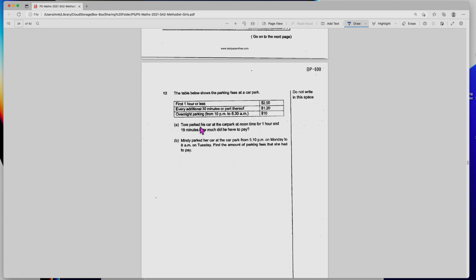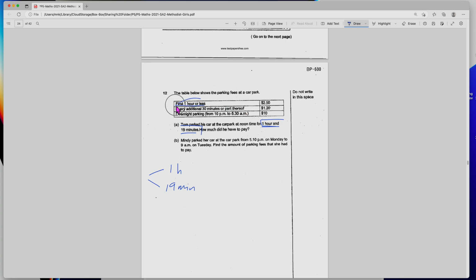So over here it says Tom parked his car at noon time for 1 hour and 90 minutes. So first hour or less, that means 1 hour and 90 minutes. So the 90 minutes will be here, right? That's how you split. You just take the time out and then you split. So you split to 1 hour and 90 minutes.